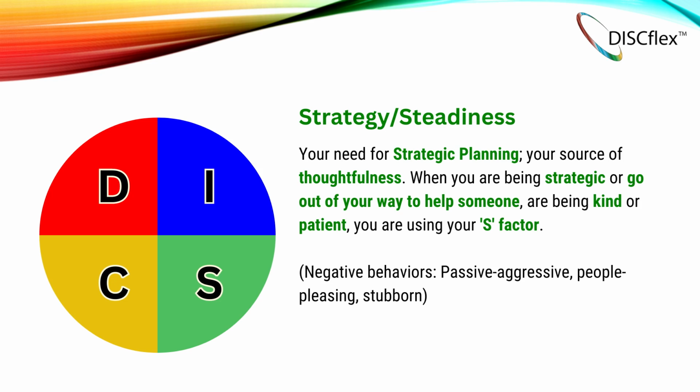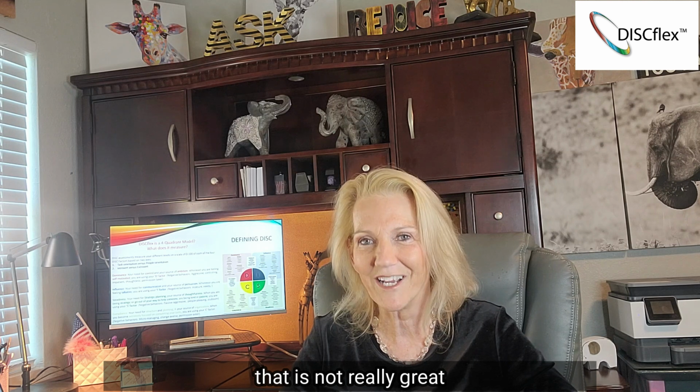The S is steadiness, and this is your need to do strategy, strategic planning, your thoughtfulness, your caring, your loyalty. If you're going and helping people out, that is a caring behavior, and that is your S behavior. If you're using that kindness, that caring, that loyalty, and patience, those are all positive behaviors on the S side. On the negative side, you can be stubborn. You can dig your heels in. That's not really great.